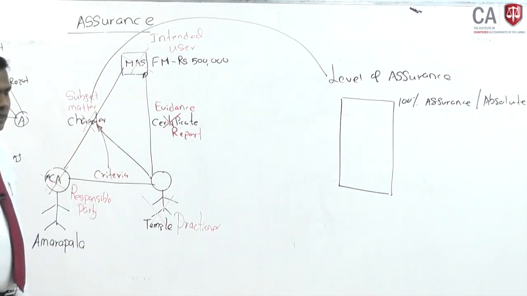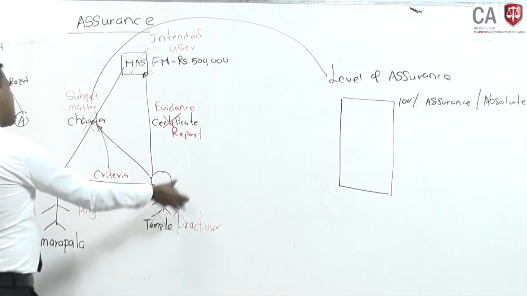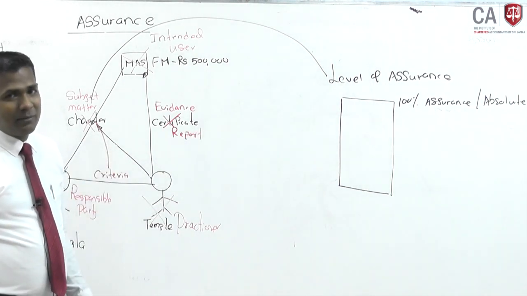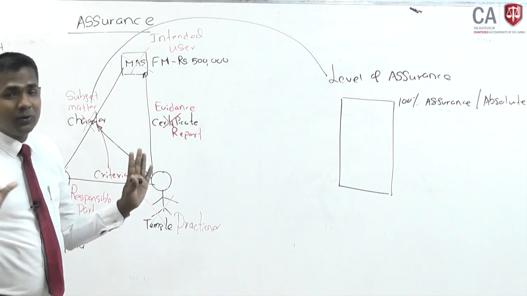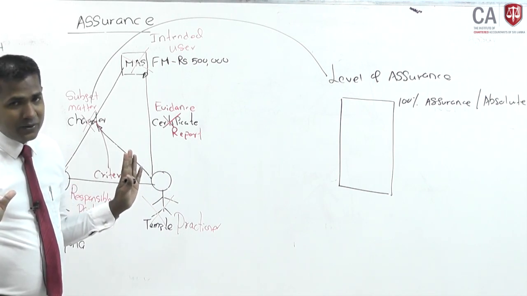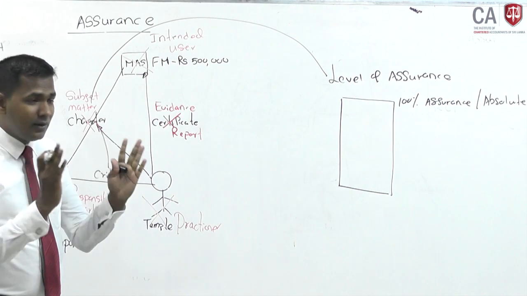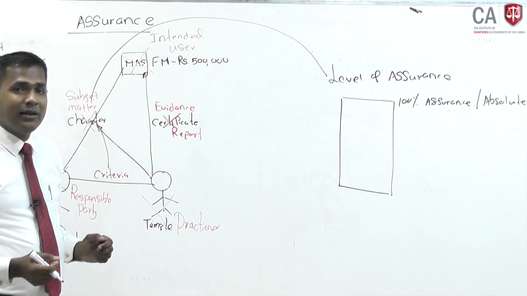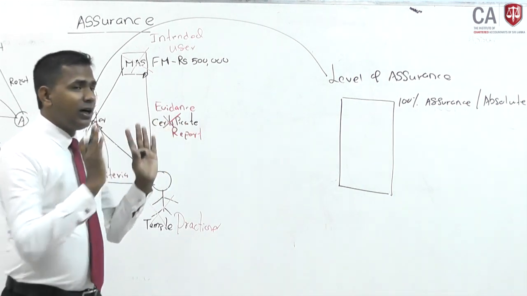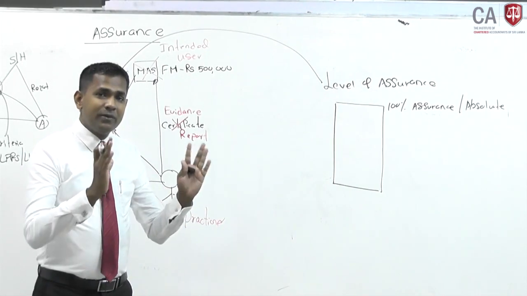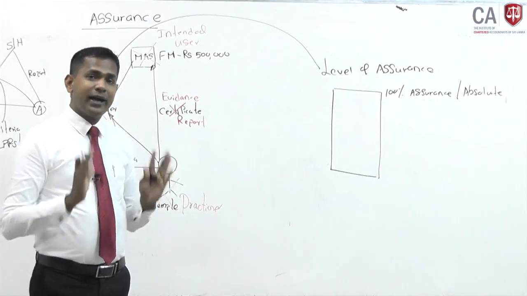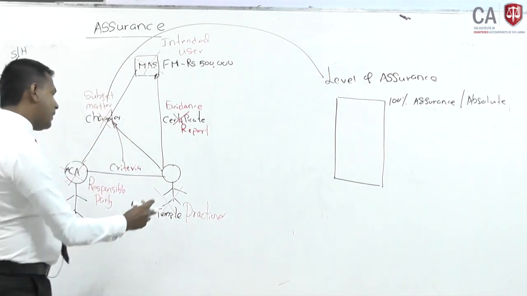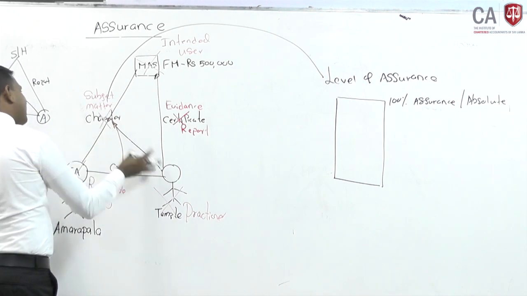So 100% assurance. That means a temple monk is going to say that Amarapala's character is 100% good. Can you say that Amarapala is a very good, very perfect character? Now you come to me and ask, sir, can you give a character certificate? I'm going to tell that he is a 100% good character. Can I say? I cannot say. Similarly, the temple monk cannot say this.